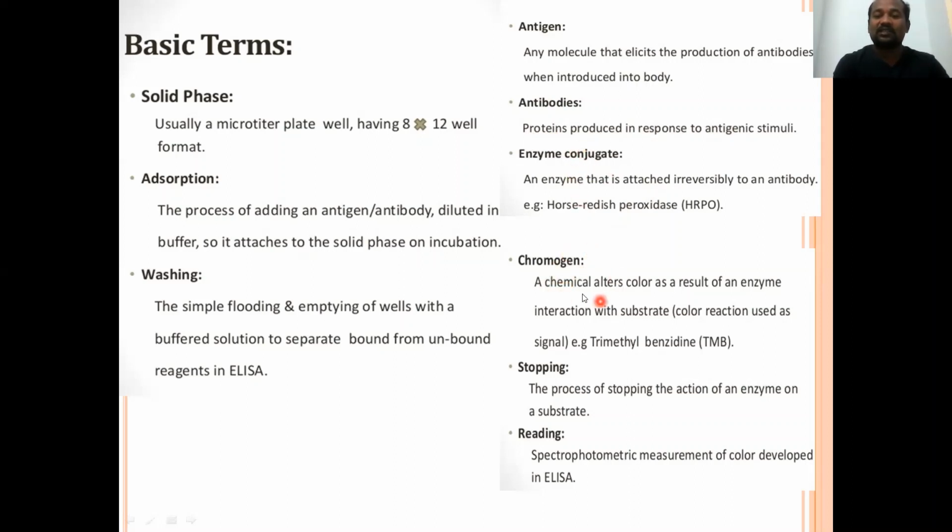Chromogen is a chemical substance like tetramethylbenzidine. This chromogen will react with the enzyme and give the colored product. Stopping. So a stopping buffer, or stopping chemical, is normally used for stopping the reaction, stopping the enzymatic reaction during the ELISA test. Reading, this is the end of the process. The reading of the ELISA test can be done spectrophotometrically. So that is the reading.